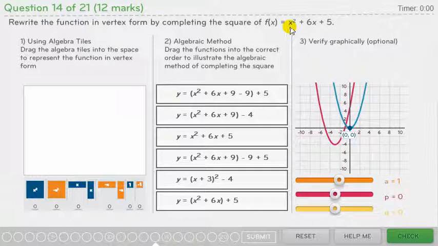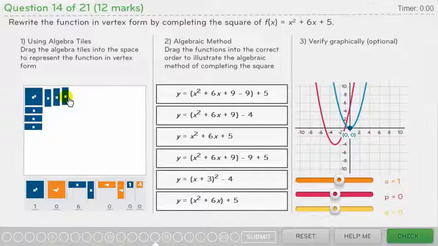Notice that we'll need one x squared tile and 6 x tiles. Let's start there. Next, we'll drag on our 5 ones tiles. If we take a look now at the region that needs to be completed, this square, we can see that we have a 3 by 3 region. So we'll fill that with 9 ones tiles.